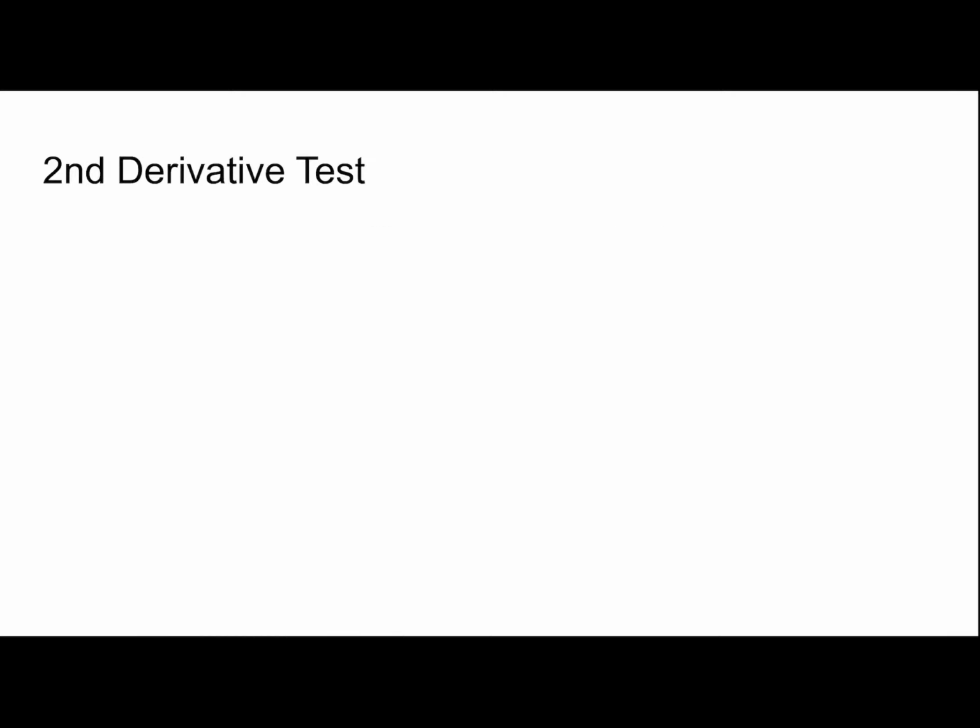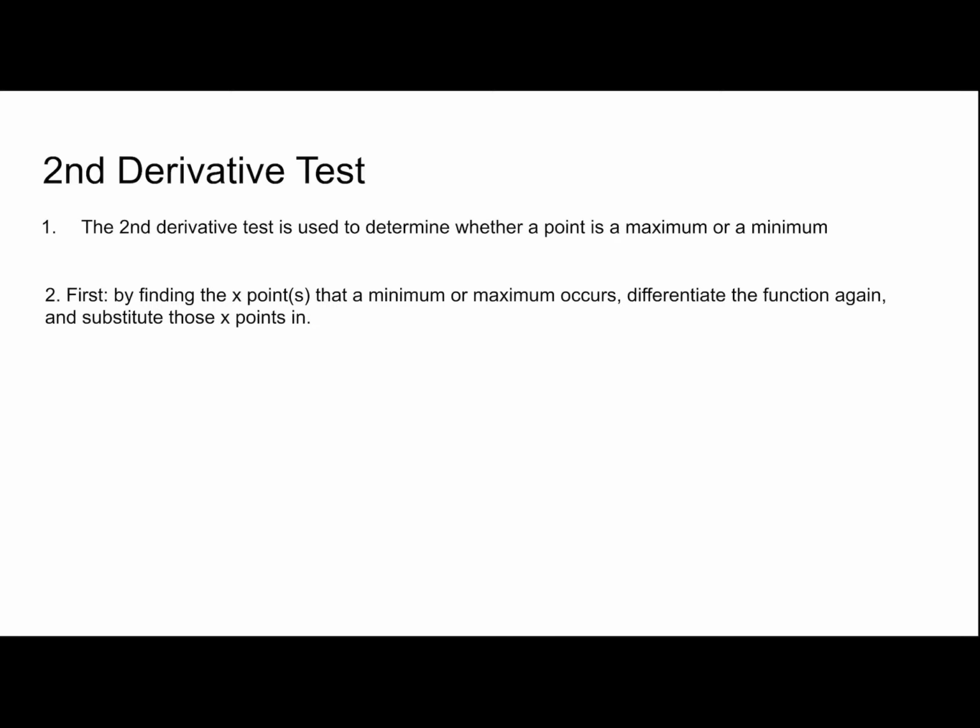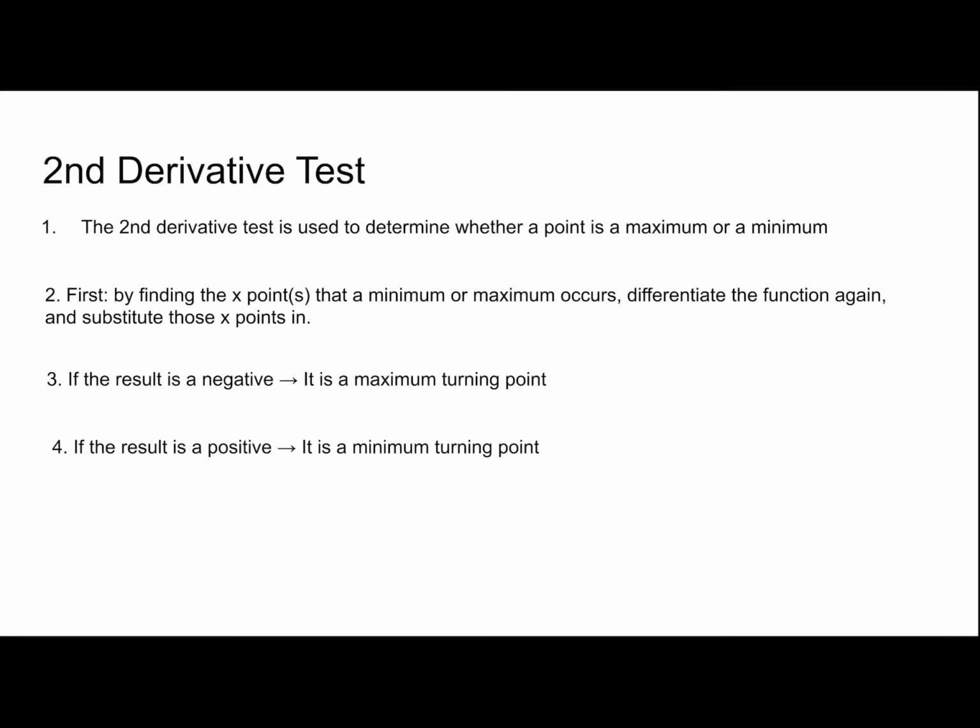So I also want to mention the second derivative test. The second derivative test is used to determine whether a point is a maximum or a minimum. First, we need to find the x points where a minimum or a maximum occurs, and then we differentiate the function again and substitute these x points into the second derivative. If the result comes out negative, then it must be a maximum turning point, and if the result is positive, then it is a minimum turning point.